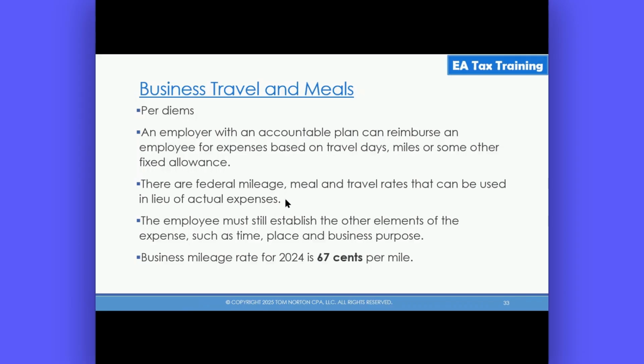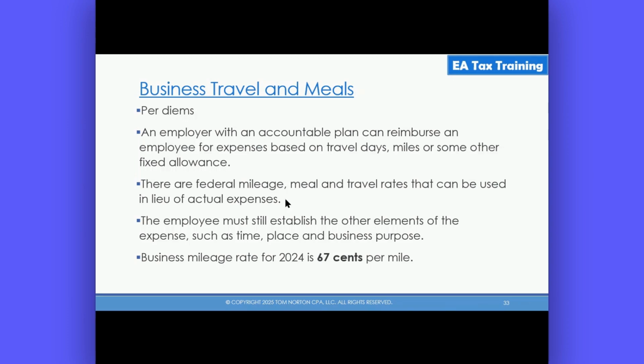However, if you want to go out to a really fancy meal or stay at a really fancy place, then the difference you have to pay out of your own pocket. So the government does publish these per diem rates that can be used for this amount. The employer cannot pay more than those federally listed per diem rates, but they can pay less.